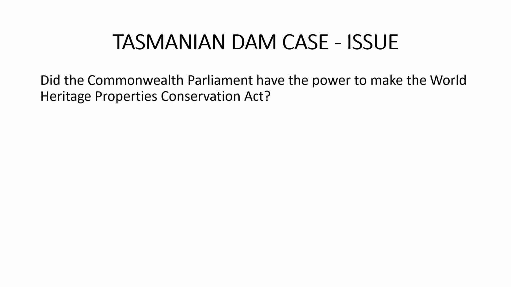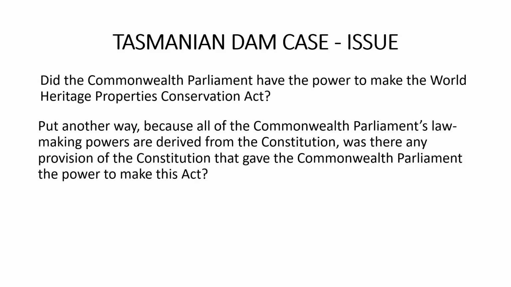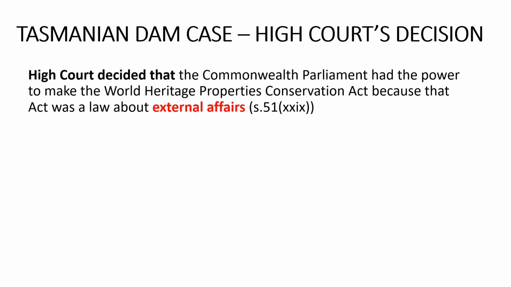The issue that the High Court had to decide was therefore, did the Commonwealth Parliament have the power to make the World Heritage Properties Conservation Act? Put another way, because all of the Commonwealth Parliament's lawmaking powers are derived from the Constitution, the issue was whether there was any provision of the Constitution that gave the Commonwealth Parliament the power to make the World Heritage Properties Conservation Act.